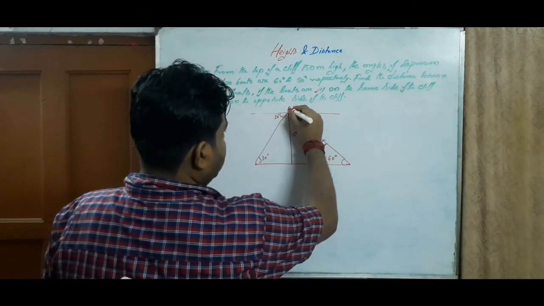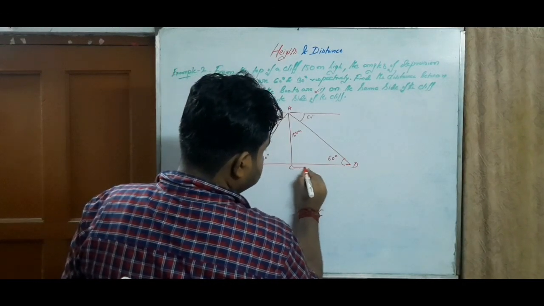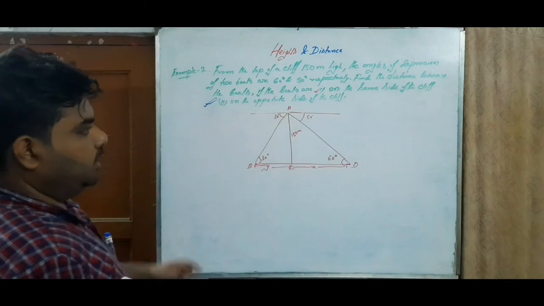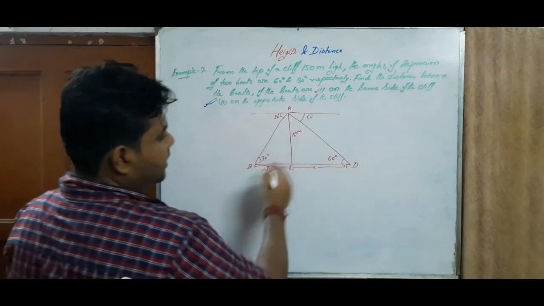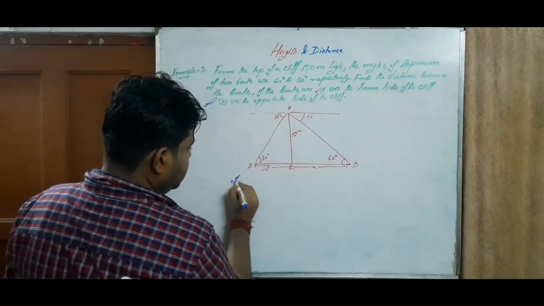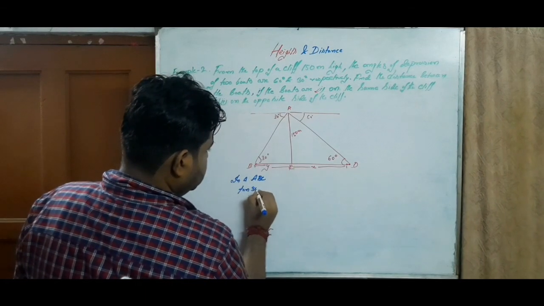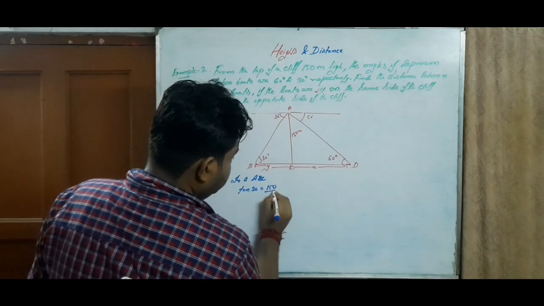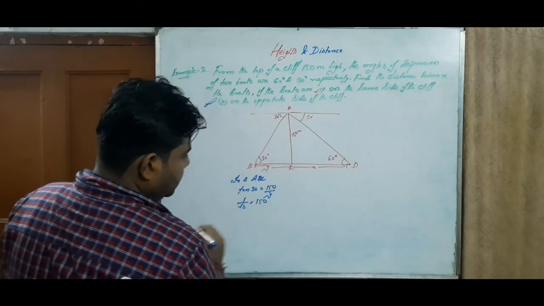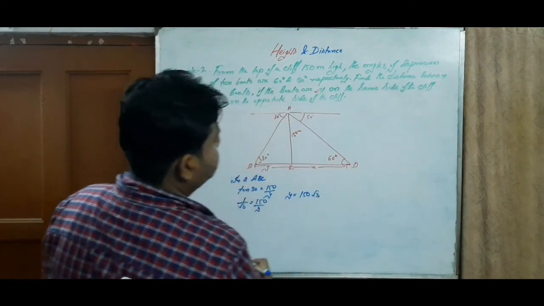So A, B, C, D. We are considering this distance as x and this distance as y. Now in triangle ABC, tan 30 equals 150 by y, that is 1 by root 3 equals 150 by y, or y equals 150 root 3.